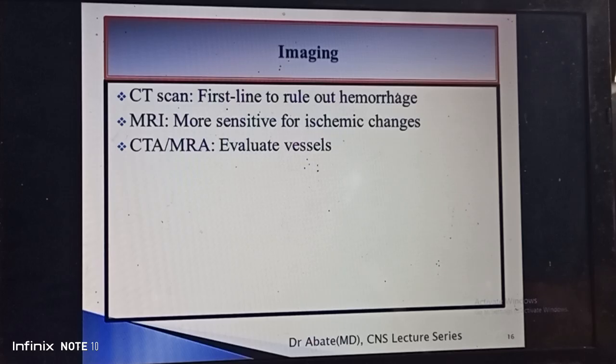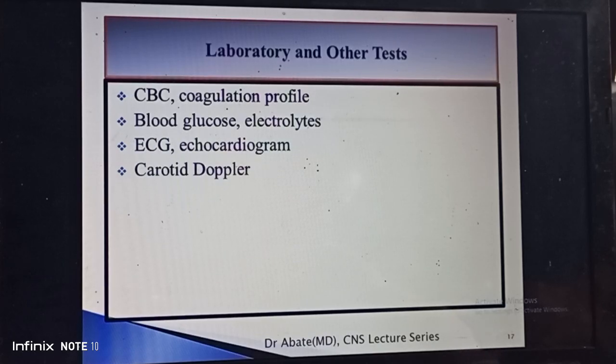MRI is more sensitive for ischemic changes, especially early ischemic changes, which are not visible on CT scan. So MRI is more sensitive for ischemic stroke. CT angiography and MRI angiography are for evaluating the vessels. Angiography is very important. If you are thinking of cardioembolic stroke as well as thrombosis, evaluation of the vessels is also very important.